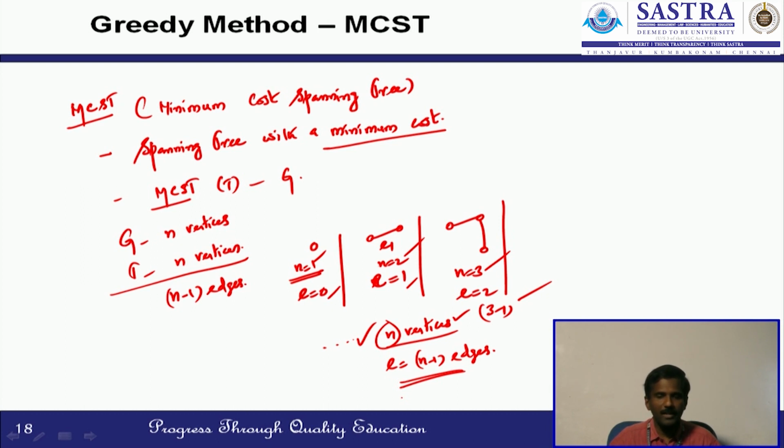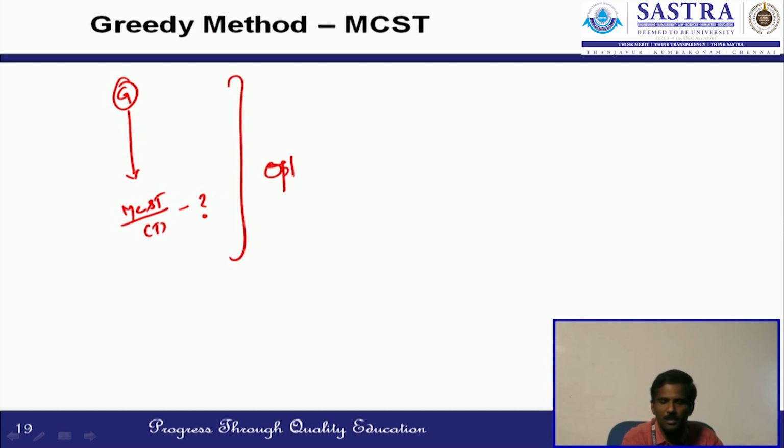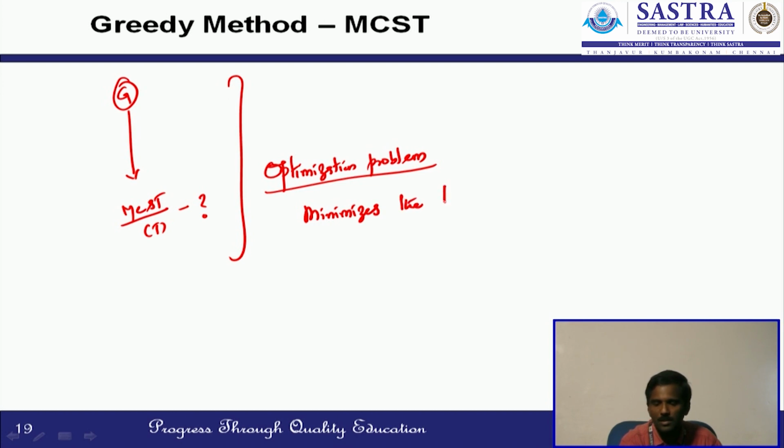So given the weighted connected graph G, the problem is to find the minimum cost spanning tree capital T of the given graph G. This is clearly an optimization problem. The optimization problem minimizes the total cost of the spanning tree.